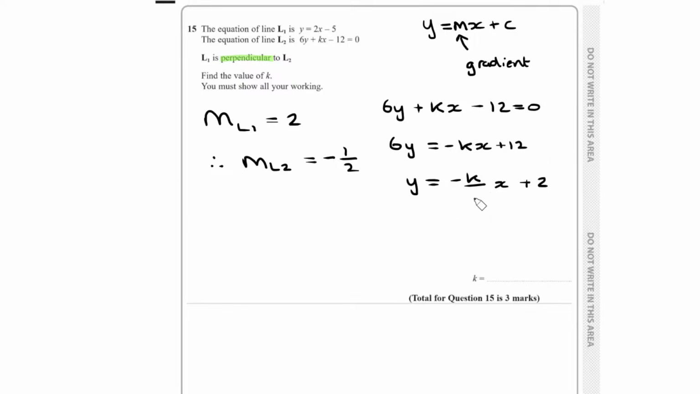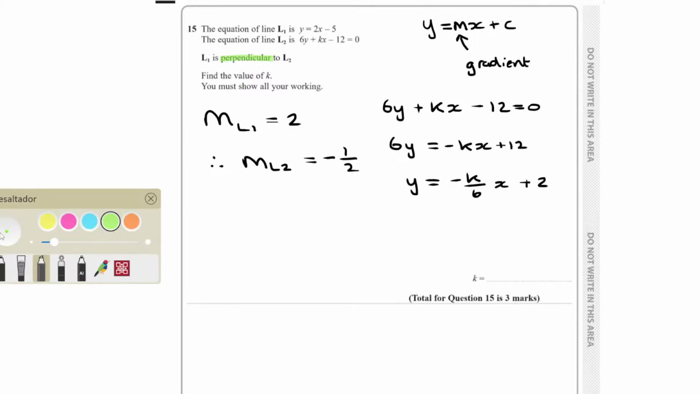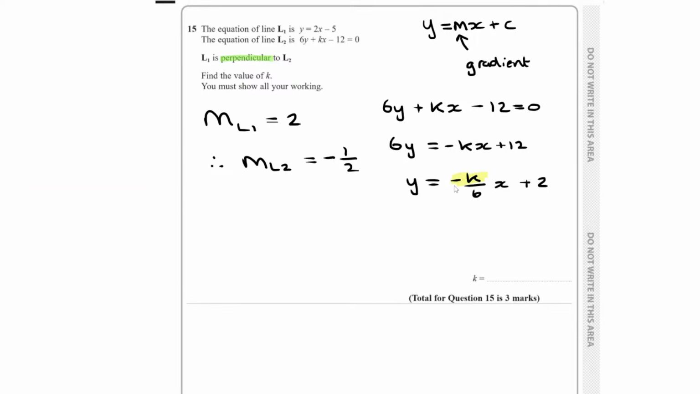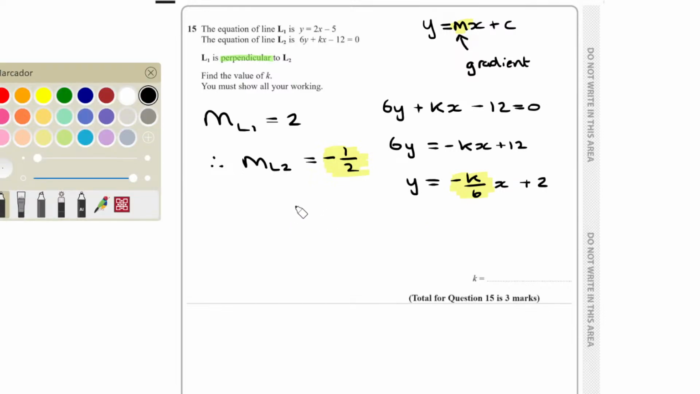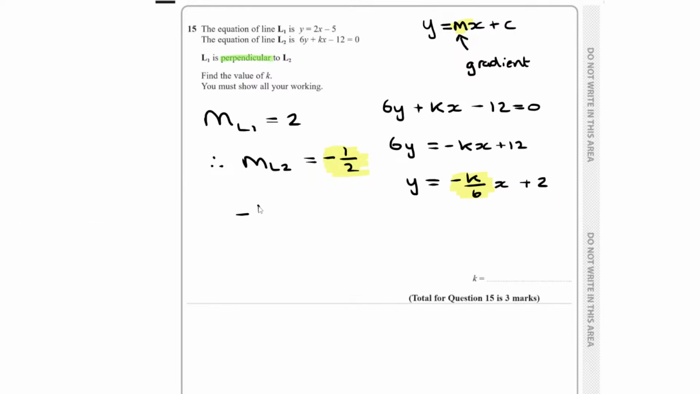So, I know that what should be in front of the x is the gradient, isn't it? And I know that the gradient should be negative 1/2. That's what we've just worked out, isn't it? So I can then write that as an equation, just ignore everything else, and put, I know that the negative 1/2 should equal negative k over 6. And now I can just rearrange this to find k.